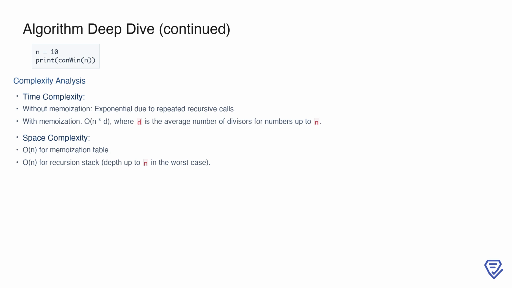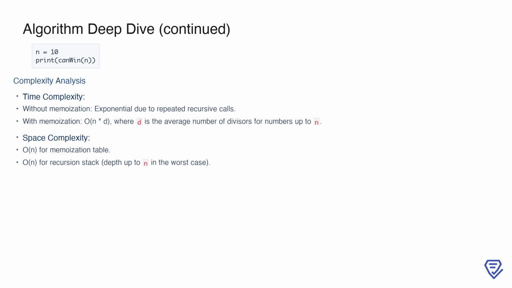In terms of complexity, without memoization, the time complexity would be exponential due to repeated recursive calls. With memoization, however, the time complexity is reduced to O(n * d), where d is the average number of divisors per number. The space complexity is O(n) for the memoization table, and the recursion stack also requires O(n) space in the worst case. This combination of memoization and efficient divisor enumeration ensures that the solution is both correct and optimized for larger values of n.